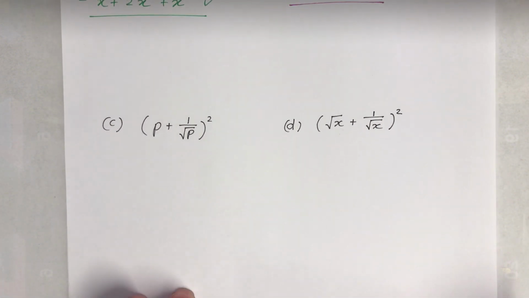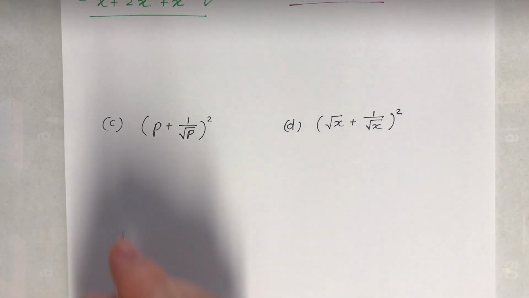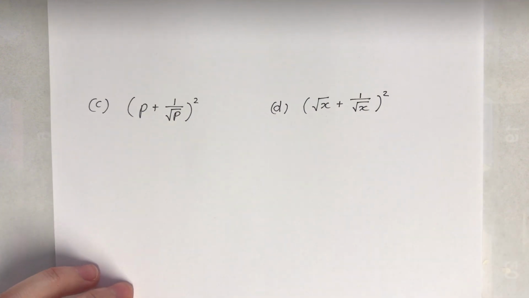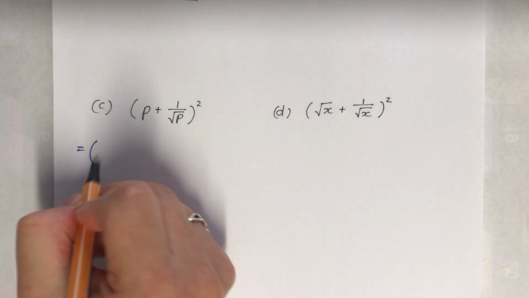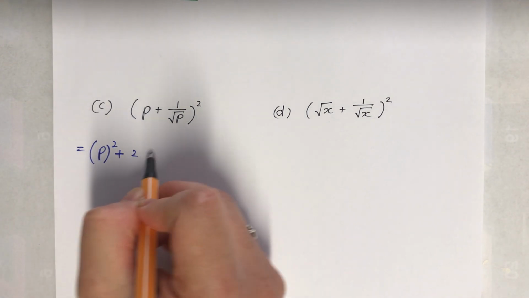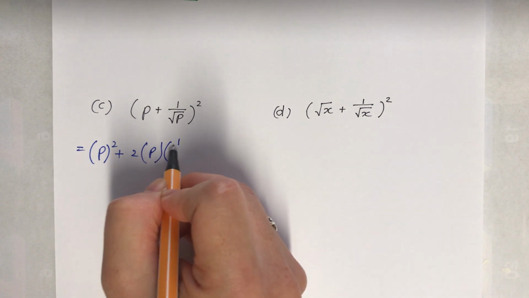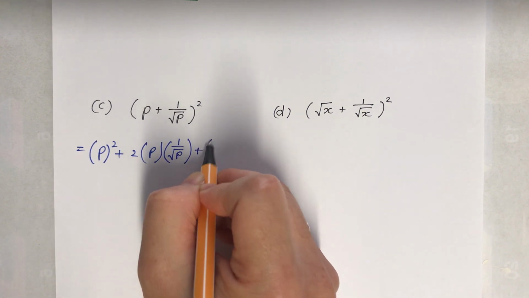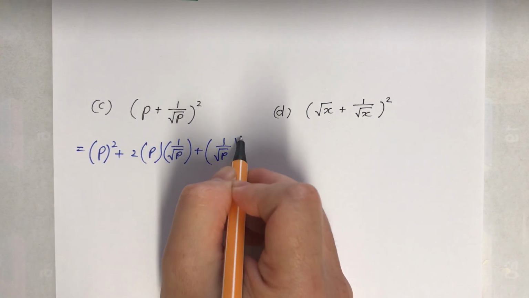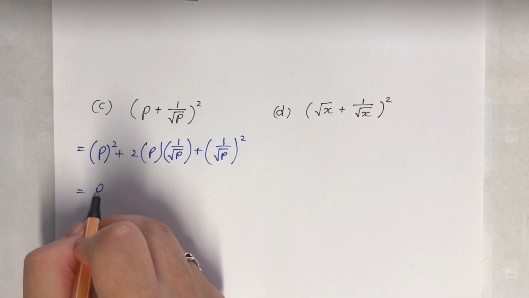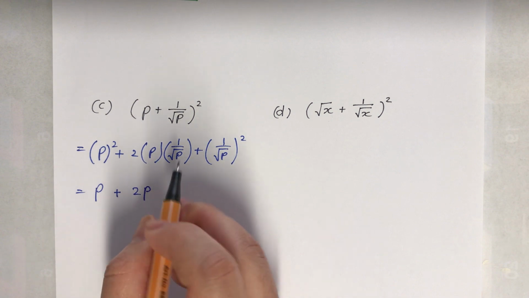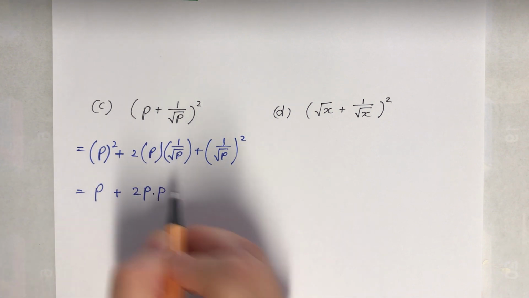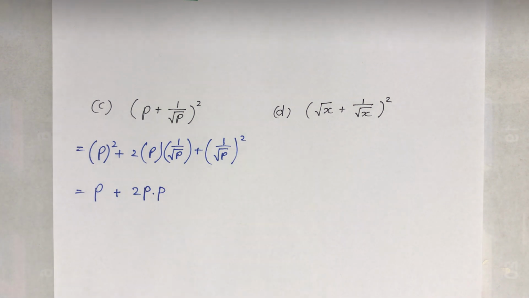Okay, next one, just 3 more there, 2 more there. So I'm going to do this one first. So again, perfect square, 2p times, plus, squared. So it'll be p plus 2p. I'm just going to put this into fraction, the index form.